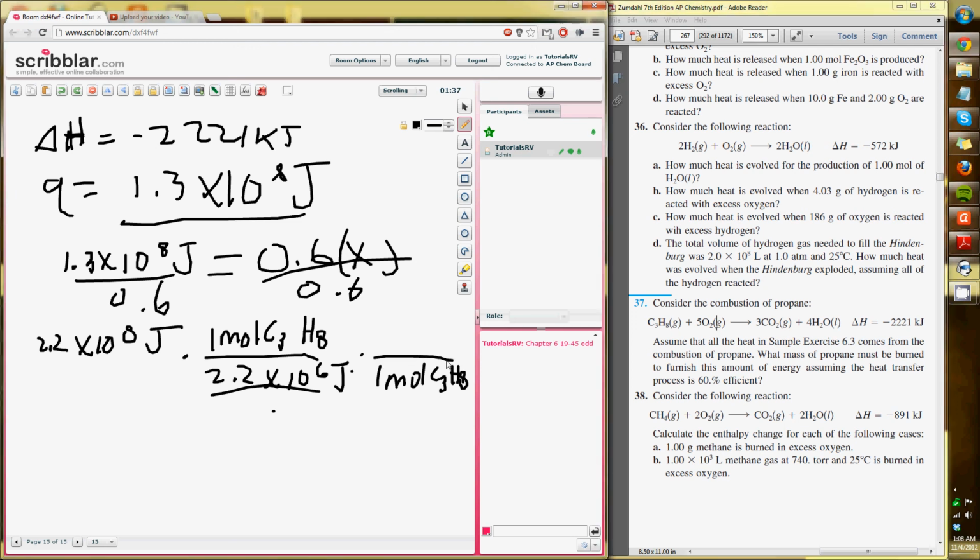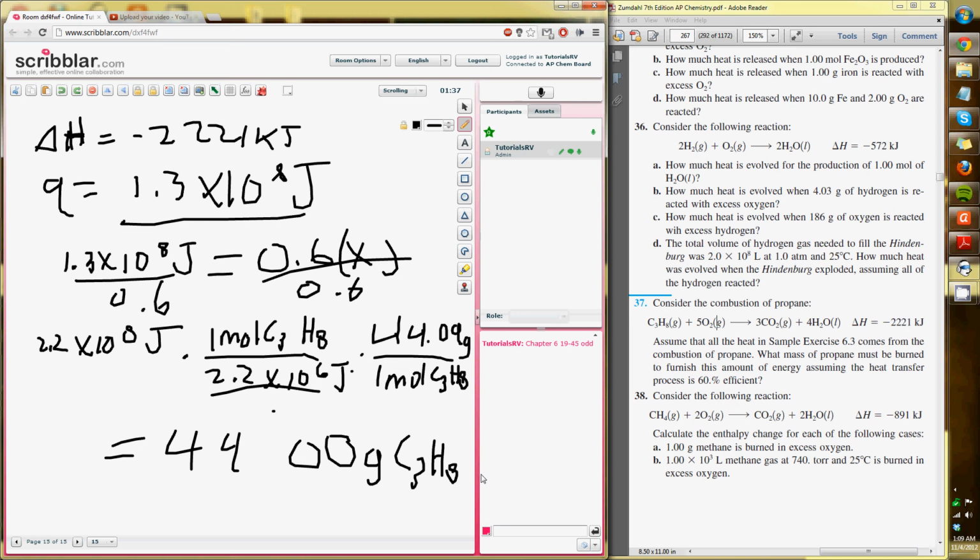So this is 44.09 grams and becomes 4,400 grams of C3H8. And that should be right in the back. Yes, it is.